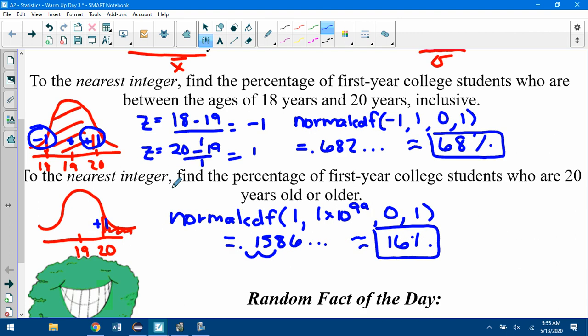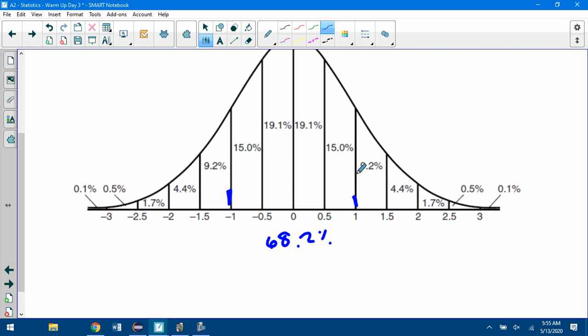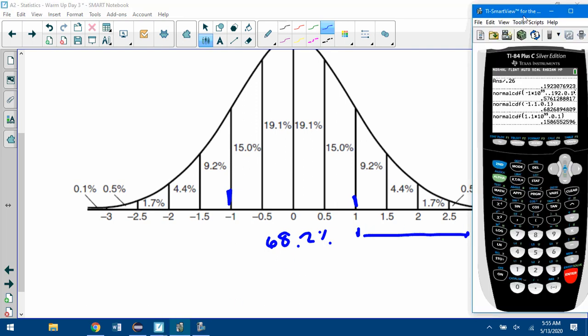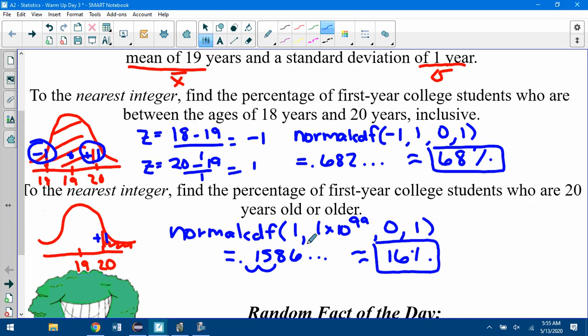Same idea with the second one. I wanted the percent that was bigger than 1, and I got 16%. So bigger than 1 would be from here over. And if I add up all these percents quick, 9.2 plus 4.4 plus 1.7 plus 0.5 plus 0.1, 15.9, again, literally exactly what we got, 15.9%.